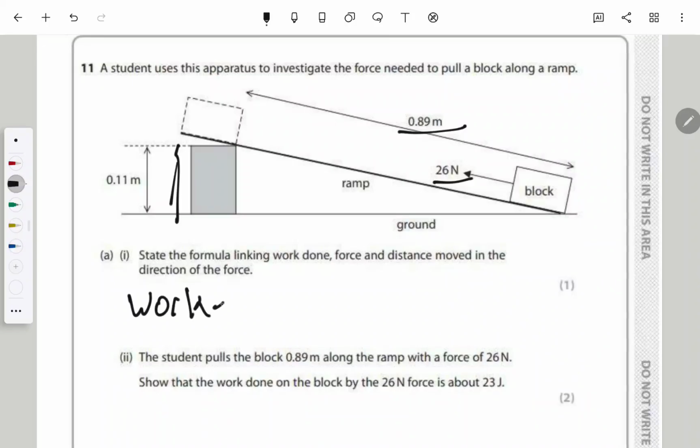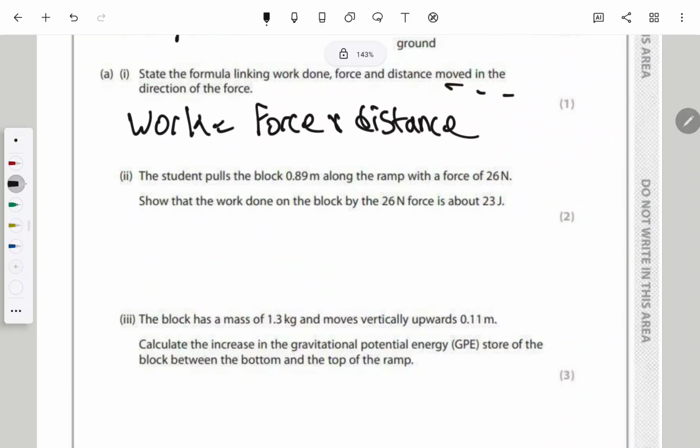Work equals force multiplied by distance moved in the direction of the force. The student pulls the block 0.98. You can see that from the diagram with the force of this. Show that the work done on the block is 23 newtons. Calculate, and it should be about 23.